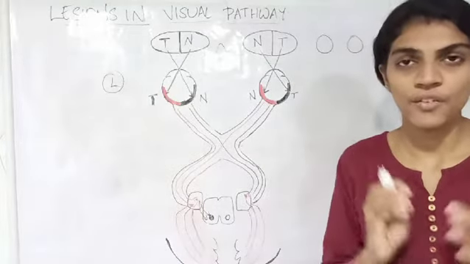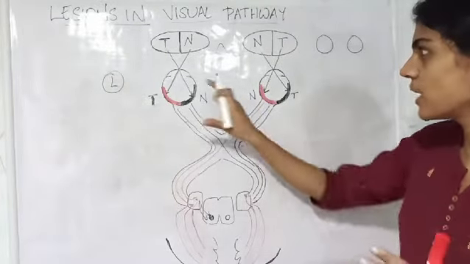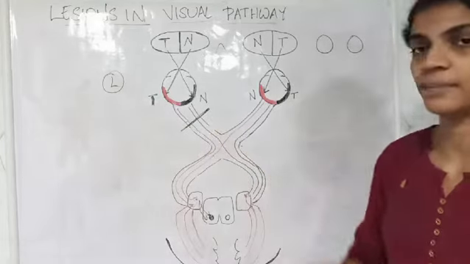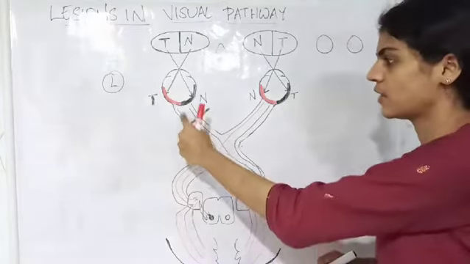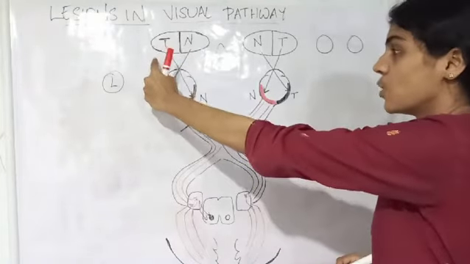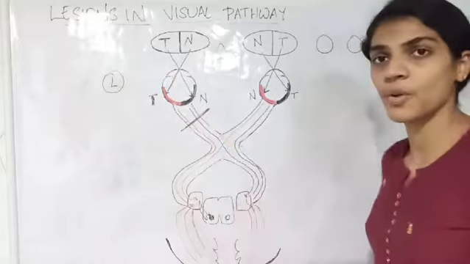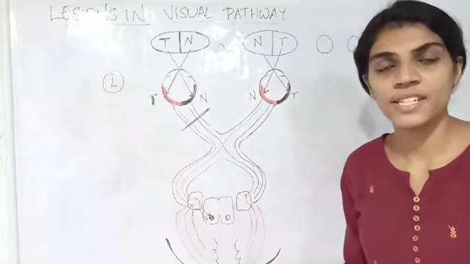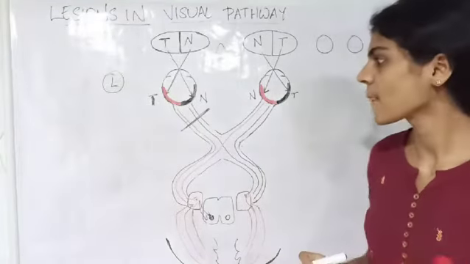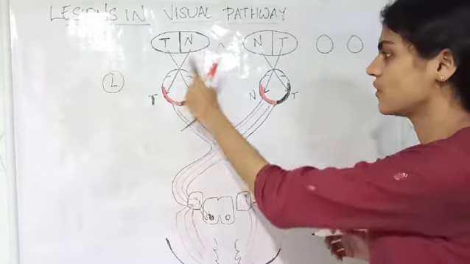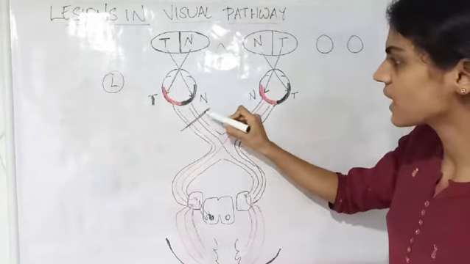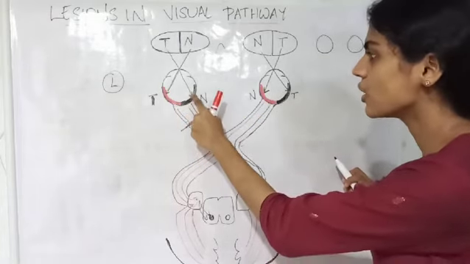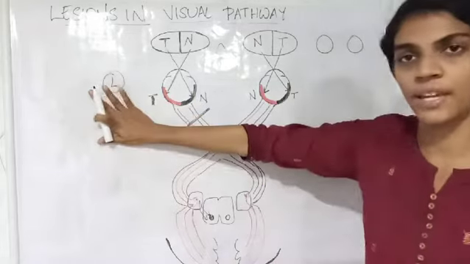Next, for example, suppose there is a lesion in this particular area, in the optic nerve of the left eye. How can it affect my vision? You just follow the visual field. If there is a cut here, it will cut both the temporal nerve fiber and also the nasal nerve fiber of the left eye.